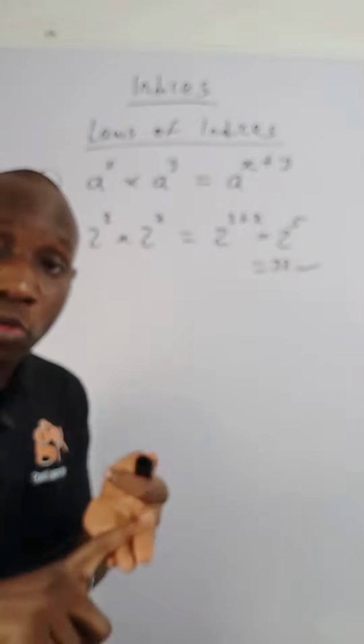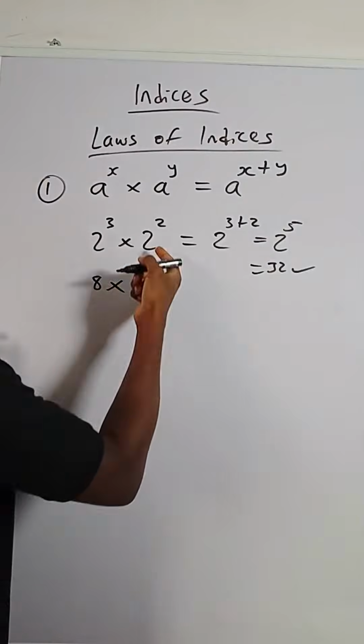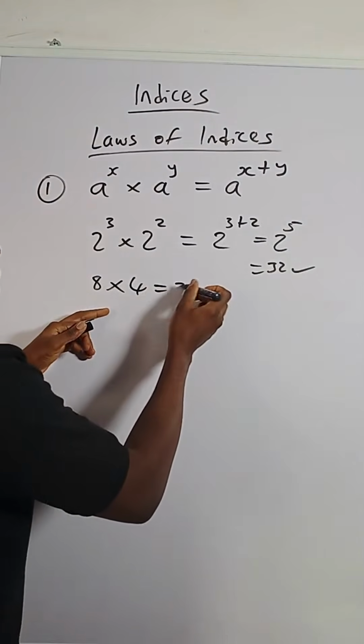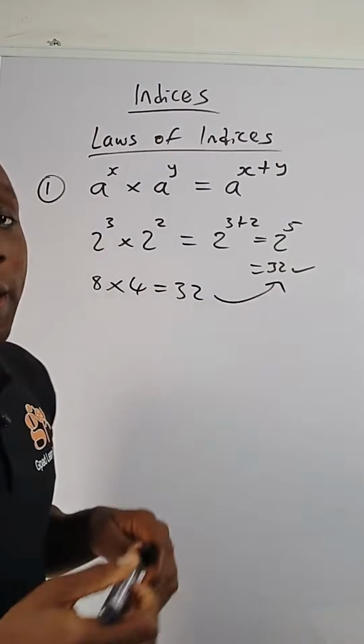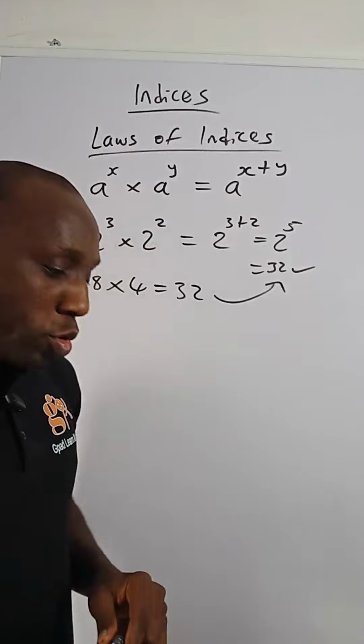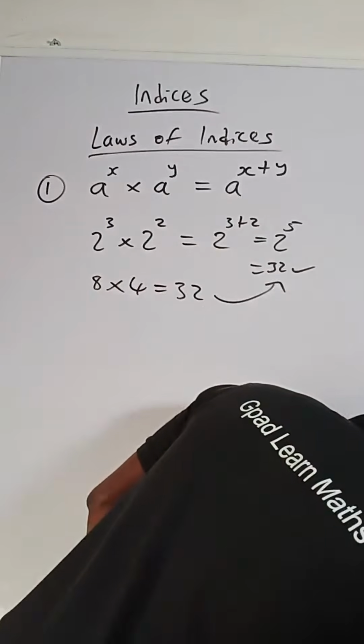2 times 2 times 2, that's 8. So you do 8 times... What is 2 raised to power 2? 2 times 2 is what? 4. What is 8 times 4? 32. So yes, it's confirmed that the multiplication of indices holds true. It is very, very valid.